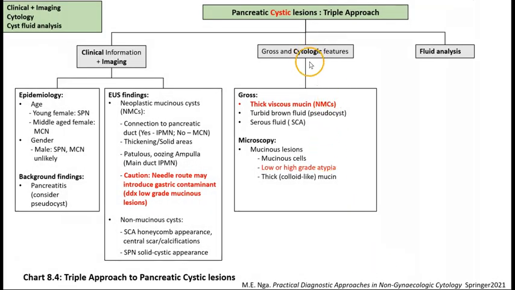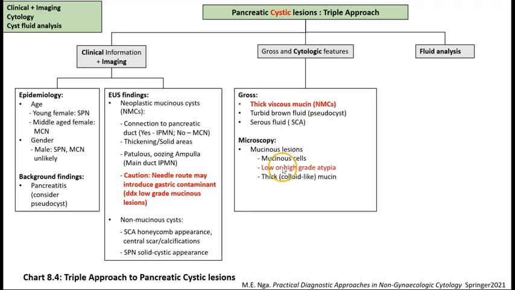Now, what about the gross and cytologic features? Grossly, the presence of thick, glue-like viscous mucin is highly suggestive of neoplastic mucinous cysts during the aspiration process and what comes out of the cyst. In pseudocysts, we are more likely to see turbid brown fluid, and in serous cystadenoma, usually there is a very small volume of thin, watery serous fluid.